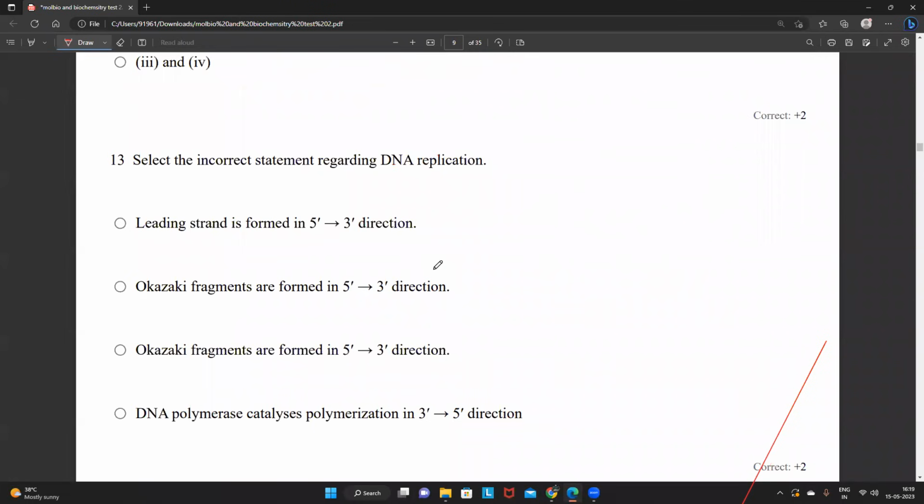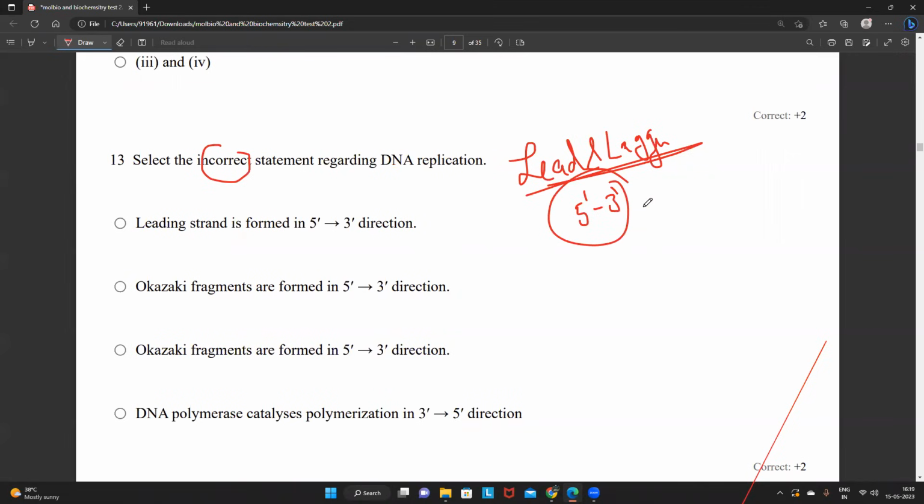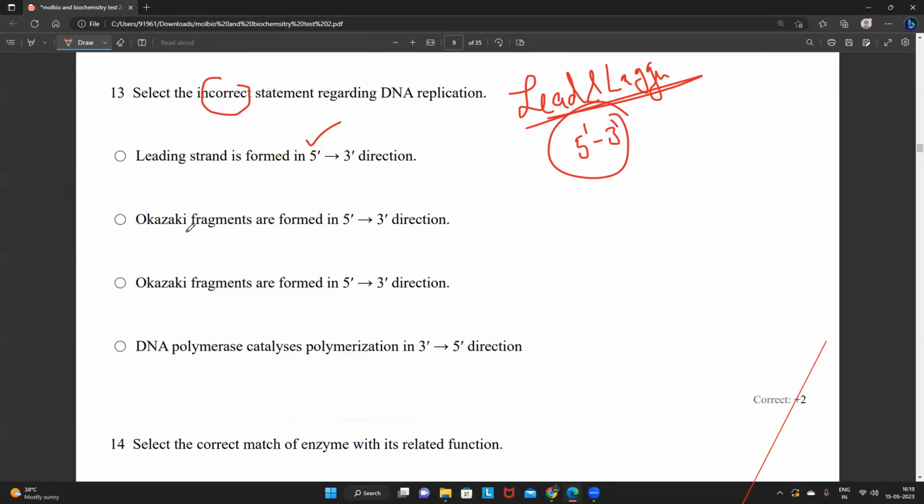They're asking the question: select the incorrect statement regarding DNA replication. They're asking for the incorrect one, friends. Every student commonly knows both the leading strand and the lagging strand. What did I tell you? Both occur in 5' to 3' only, but one moves away from the replication fork, and one moves towards it. So option A says the leading strand is formed in 5' to 3', right? Okazaki fragments are the lagging strands formed in 5' to 3', a right statement.